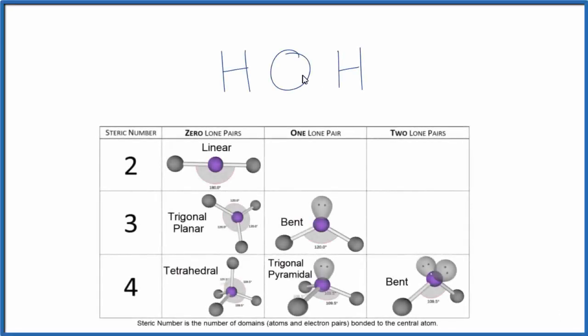In this video, we'll look at the molecular geometry for H2O. That's water. So we need to draw the Lewis structure. Oxygen has 6 valence electrons and hydrogen has 1. So we have 6 plus 1 plus 1. So we have 8 total valence electrons.